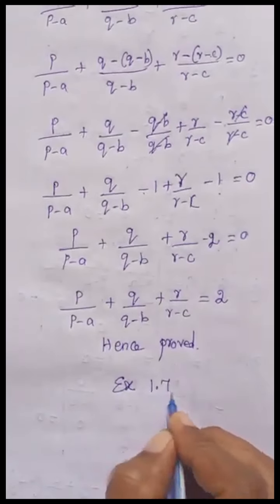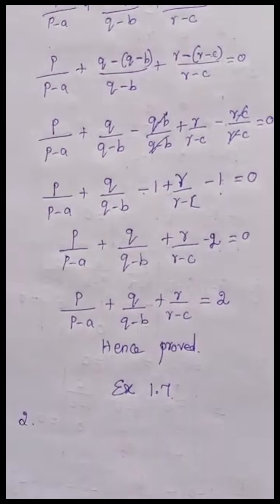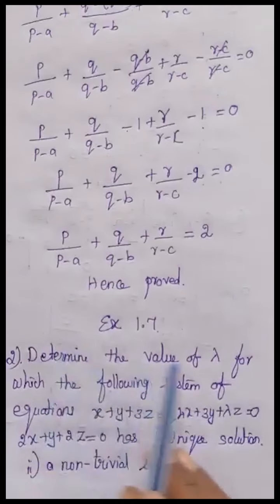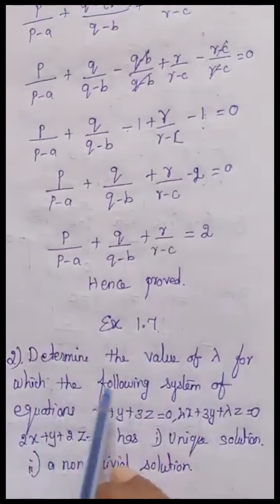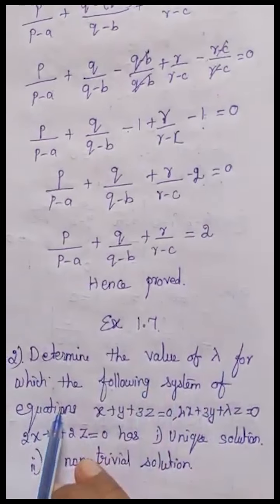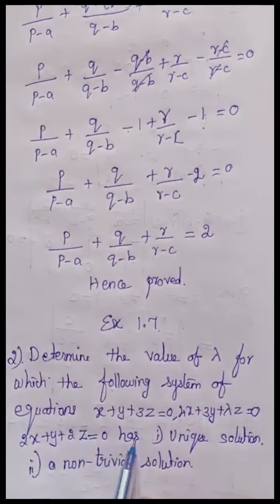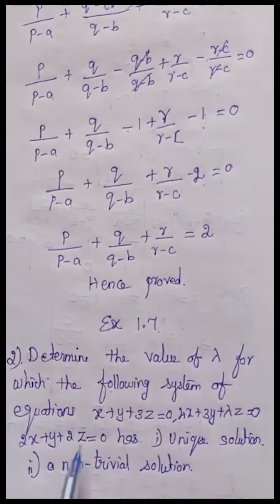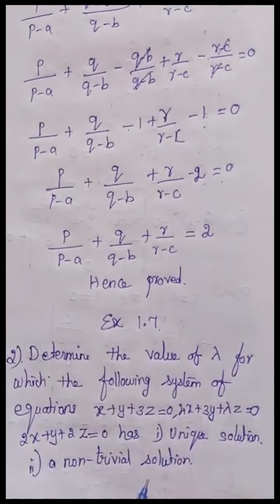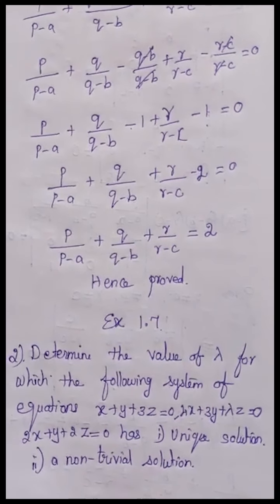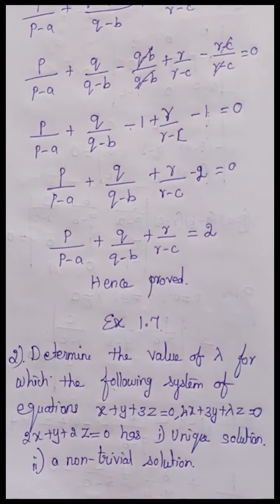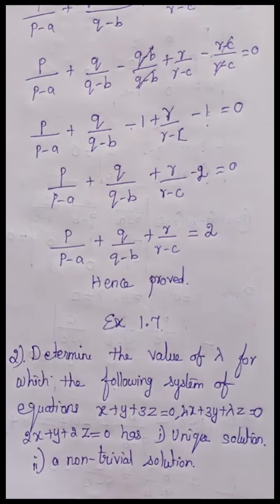Exercise 1.7, second problem. See, determine the value of lambda for which the following system of equations, 3 equations with 3 unknowns x, y, z, has subdivision 1, a unique solution, subdivision 2, a non-trivial solution. Non-trivial solution, what is the meaning of that? Infinitely many solutions. So this type we did in the previous exercise also.